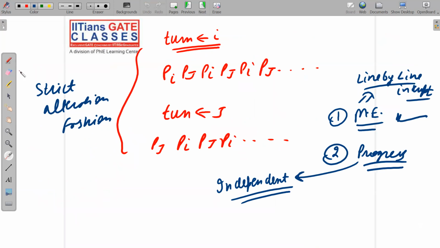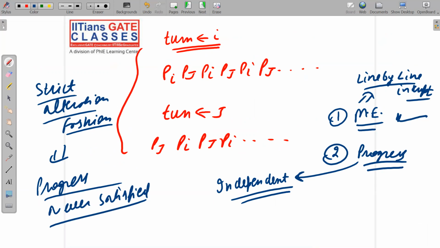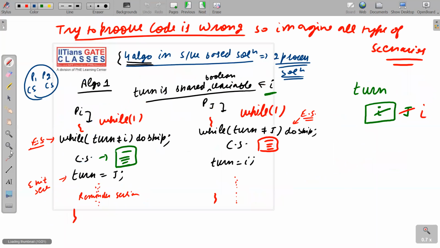Whenever there is a strict alternation fashion, progress is never satisfied. Why is progress not satisfied? Because there is no willingness kind of thing. Pi is saying to Pj, please enter the CS, and Pj is saying to Pi, please enter the CS. What if they do not want to enter the CS? That will create a problem for us. I hope I have made the point clear to everybody. So the willingness kind of thing is not there.